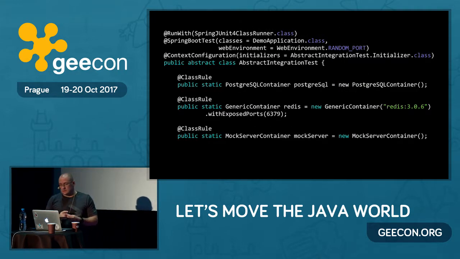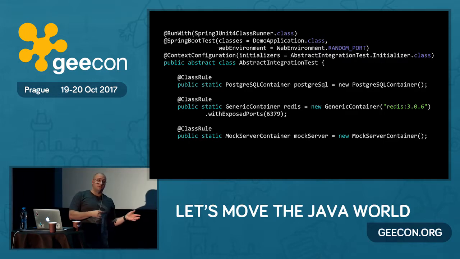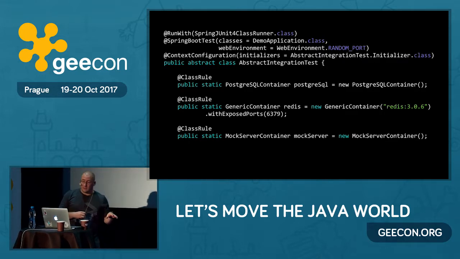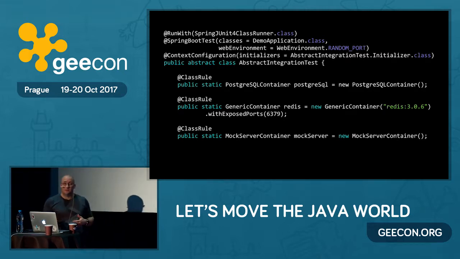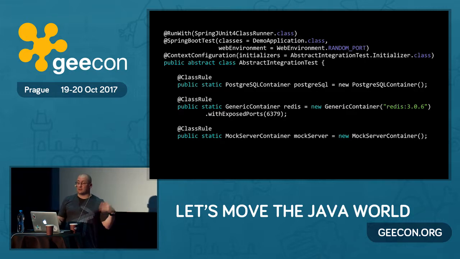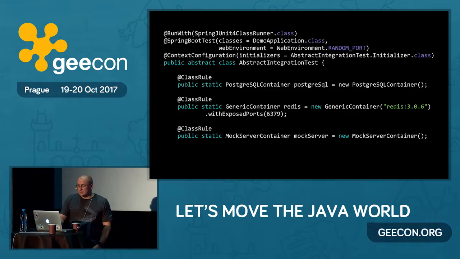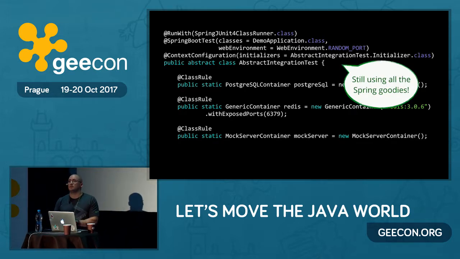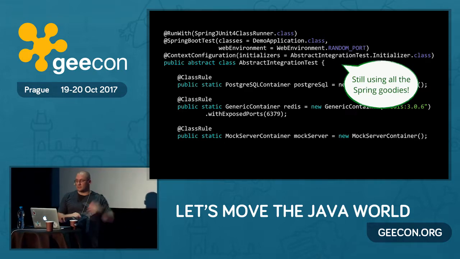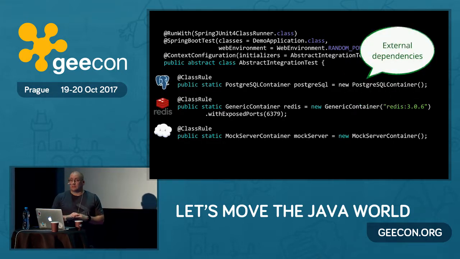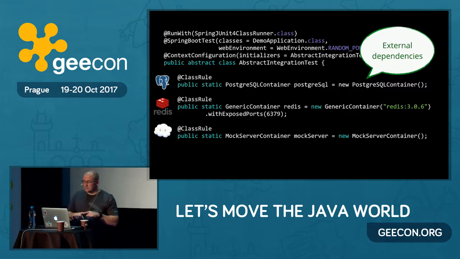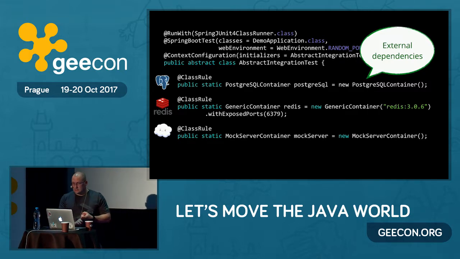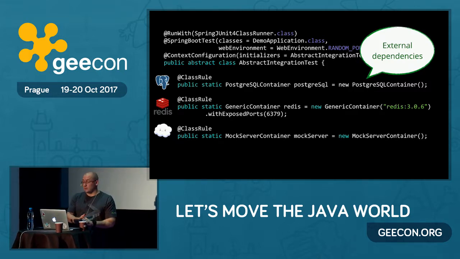So one good thing with Testcontainers is that if you already have your JUnit tests that rely on external dependencies, it's very easy to add Testcontainers into your project by just declaring those fields for external dependencies. So you may still use all the goodies that are provided by your testing framework. If you are using Spring, for instance, you can still use all that and just declare those external dependencies as you need. So in this example, I have a Postgres database and Redis that are provided out of the box by Testcontainers. And then I have a mock server container, which is just for demonstration this time.